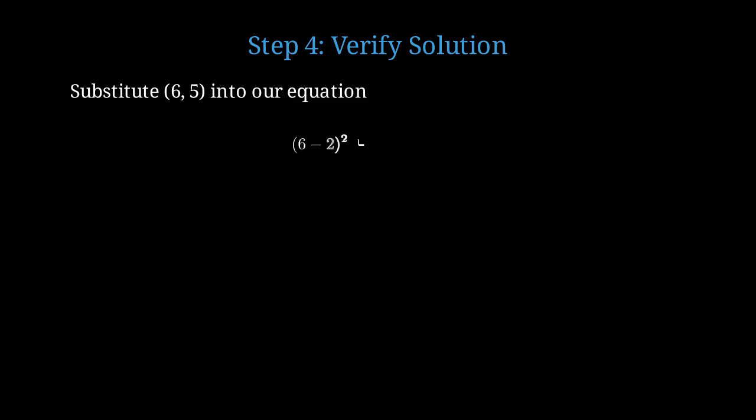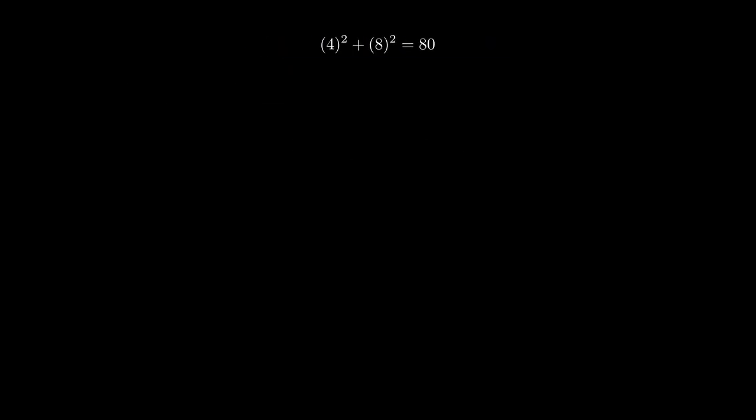Let's verify our solution by checking that the point lies on the circle. We'll substitute the point (6, 5) into our equation to verify. Substituting gives us (6 - 2)² + (5 + 3)² = 80. Simplifying, we get 4² + 8² = 80. Computing, 16 + 64 = 80. And 80 equals 80, so our equation is verified and correct.